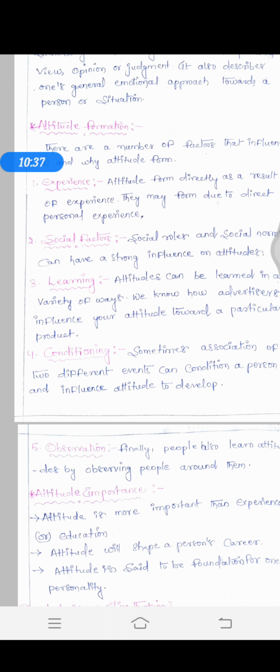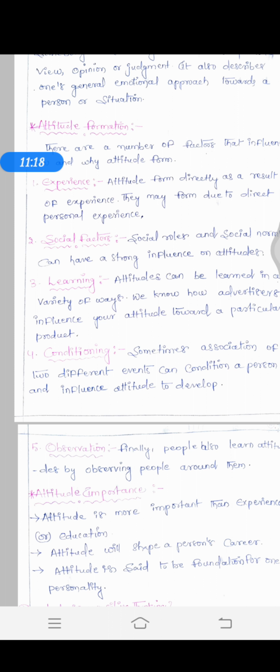One more example: children spend a great deal of time observing the attitudes of their parents and usually begin to demonstrate similar outlooks. Mostly children observe their parents' behavior, words, actions, all these things. If you do wrong, the children also learn wrong.